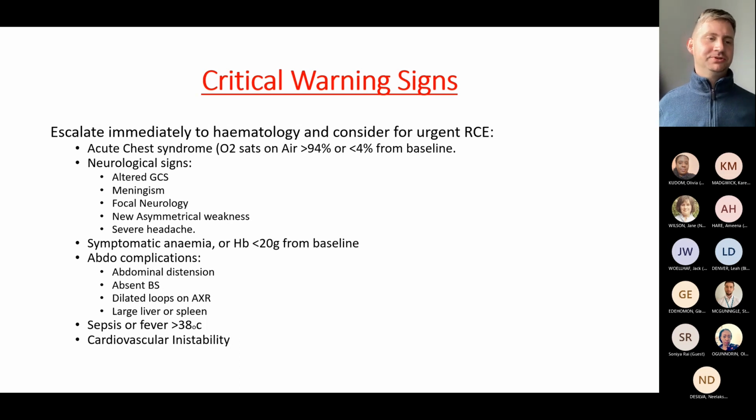Neurological signs: whether they've dropped their GCS, whether they've got any signs of meningism, whether they've got a focal neurology, because unfortunately, as we know, stroke is quite common in patients with sickle cell disease. New asymmetrical weakness, severe headaches, symptomatic anemia, or hemoglobin that's 20 grams below the baseline.